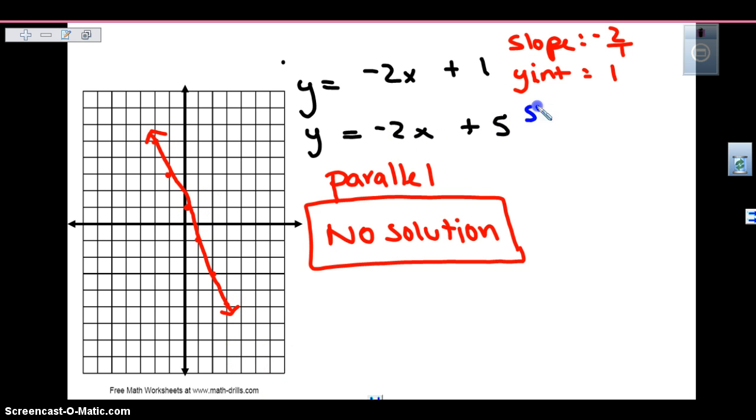What is the slope of the second line? Negative 2 over 1. What is the y-intercept? 5. So we start at 5, then go down 2, right 1. Will these lines ever intersect? No. So there is no solution.